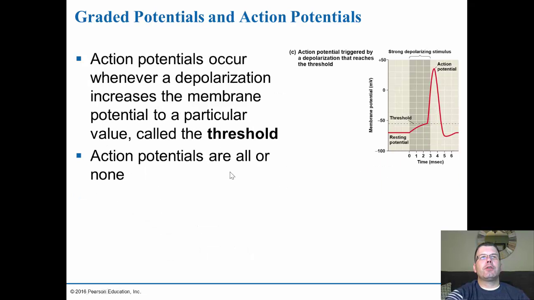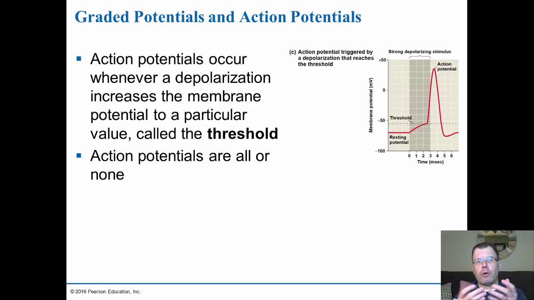Now, action potentials occur whenever the depolarization goes over the membrane potential at a particular value called the threshold. And like I said, that's typically around -50. The exact number is around -52, -54, something like that. And again, for each nerve it's a little bit different. So just think around -50.